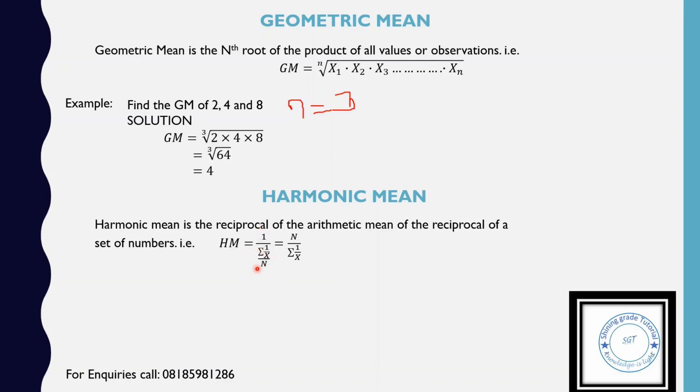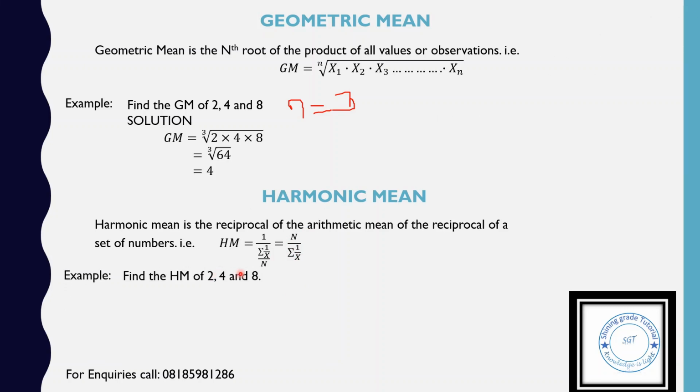So I think that is very direct. When we simplify this, we have this as the formula. When you find the reciprocal of it, that will give us n over this summation. So you can apply this directly. Do not forget this formula: n divided by the summation of the reciprocals of a set of numbers. So that's just that. Let's take an example.